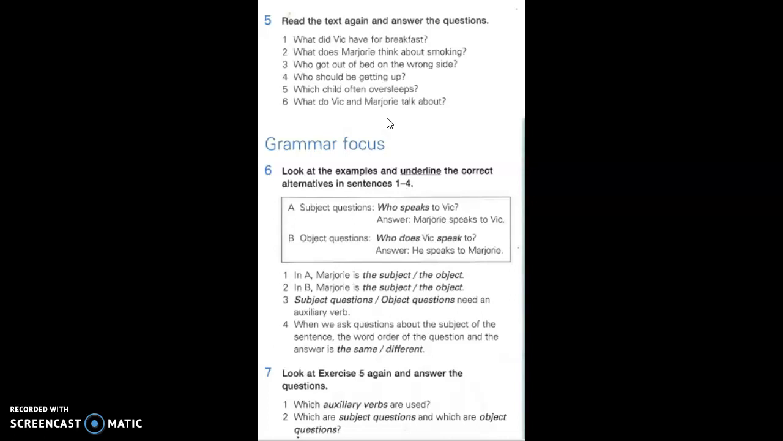Okay. What does Marjorie think about smoking? What does Marjorie think about smoking? Note the weak does there. It almost disappears. What does Marjorie think about smoking? So some nice work on pronunciation to get them feeling confident with the language.